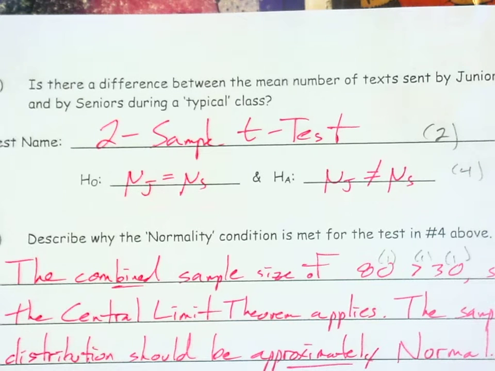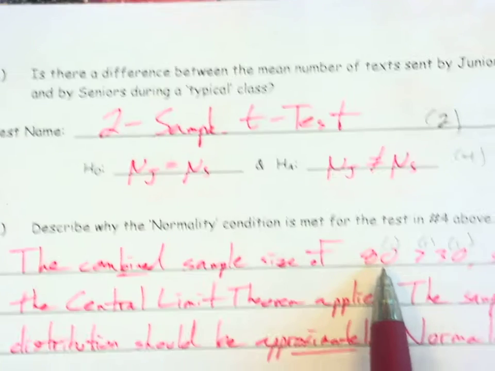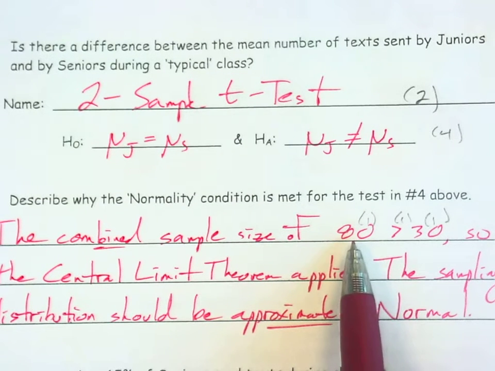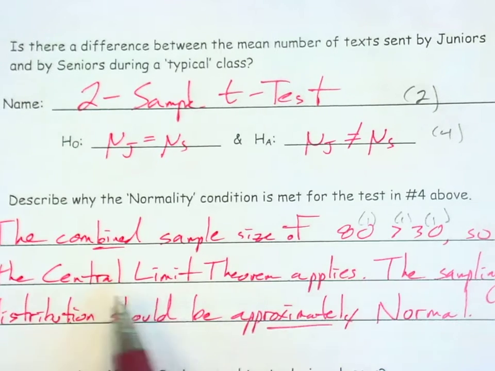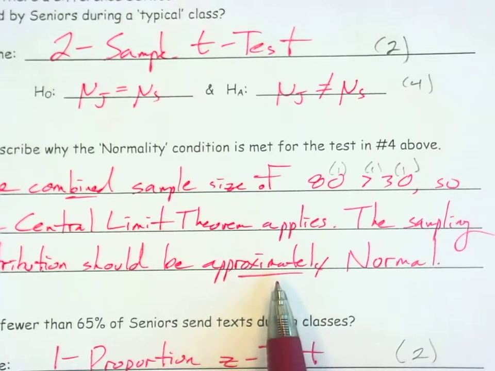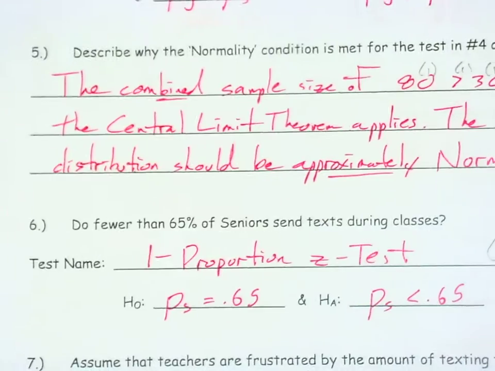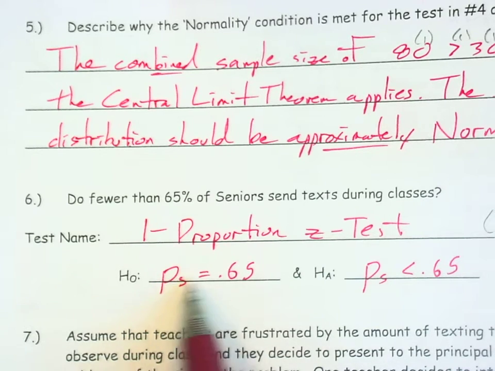When you're working with means, you're interested in discussing the central limit theorem when it comes to normality. But here, it's not the individual sample sizes, it's the combined sample size. This question suggested that both of the sample sizes are 40, so the combined sample size of 80 is greater than 30. And because of that, the central limit theorem applies, and you can say that the sampling distribution is approximately normal.